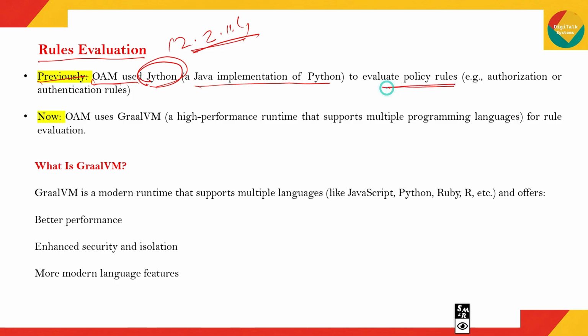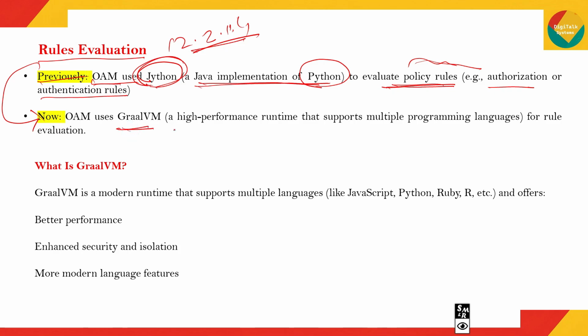What are the policies? Policies define the authorization and authentication. With the help of OAM, we protect multiple resources in our applications. We grant different kinds of authorization and different kinds of authentication rules. Those are called the policies. All these policies were earlier defined in Jython, which is the Java implementation of Python, which is now replaced with GraalVM.